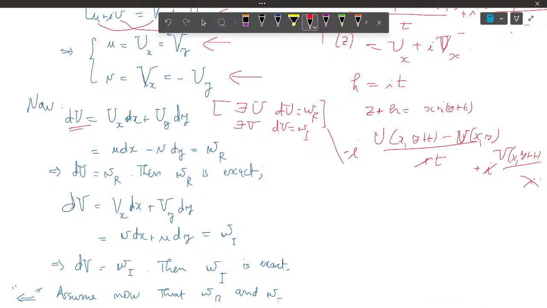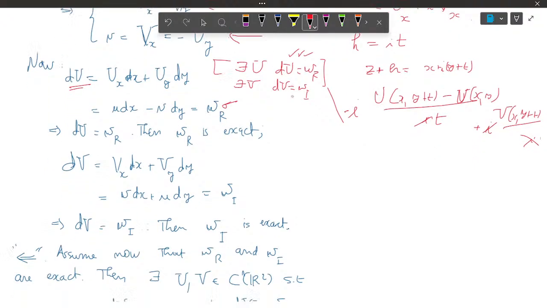Capital Ux is equal to small u, and capital Uy here is equal to minus small v. So then all this is small u dx minus small v dy, which is the definition of WR. So this condition is satisfied.